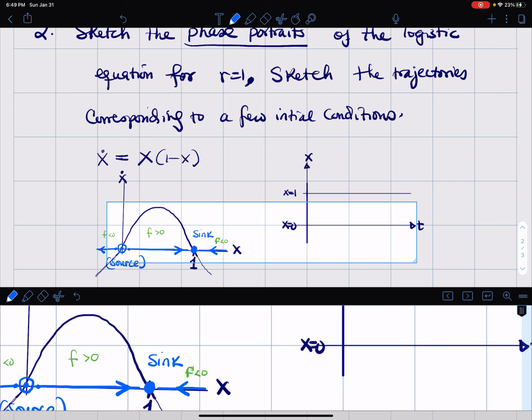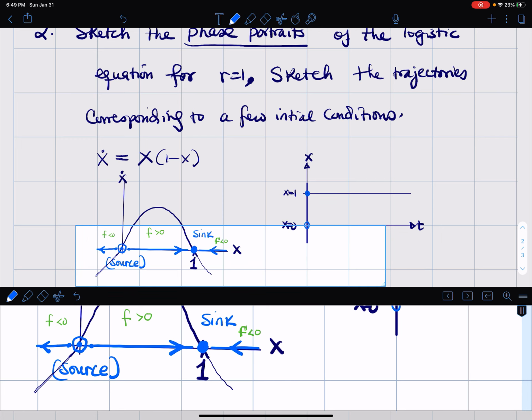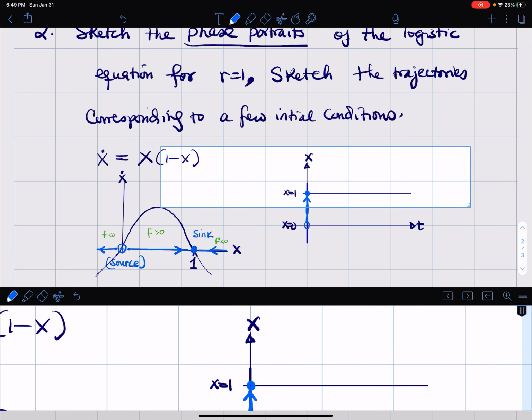X equals 0 is an unstable equilibrium. X is equal to 1 is a stable equilibrium. Okay, so let's look at this arrow, right? F is greater than 0 over here. So since it's stable, any trajectory coming close to it, starting close to it, will go towards it.